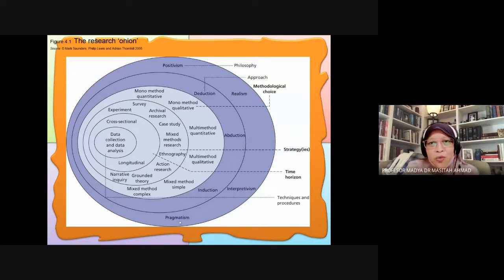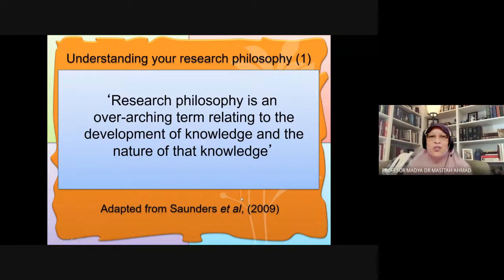So once you choose the right area in this philosophy, it means that you are doing the right thing in your research. Okay, so this is the layer, as I mentioned. You can see the first layer of this research onion. And next, what this research philosophy is about. Basically, based on Saunders et al. 2009, as you can see in this slide, we adapted the definition for this research philosophy.